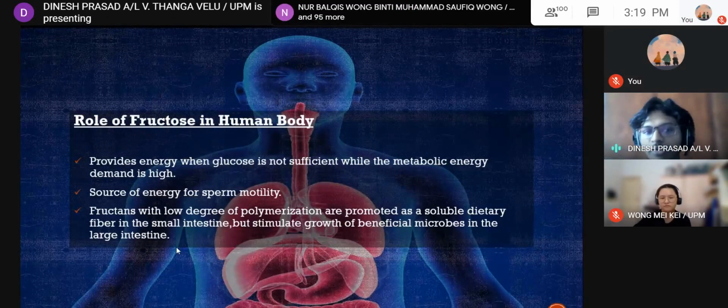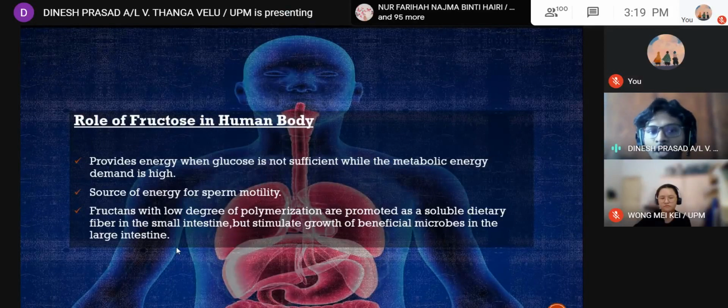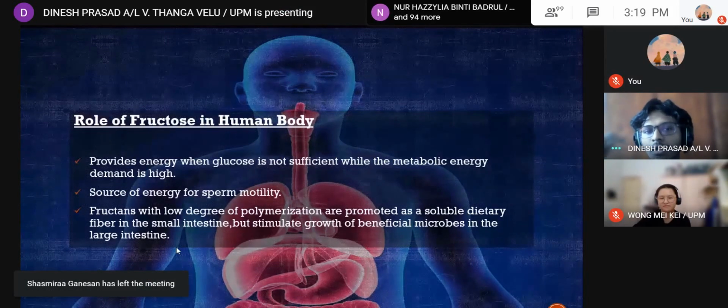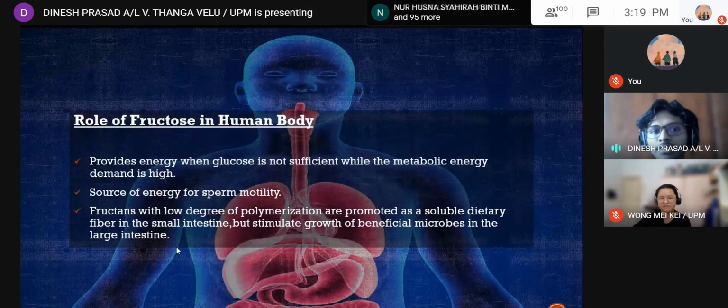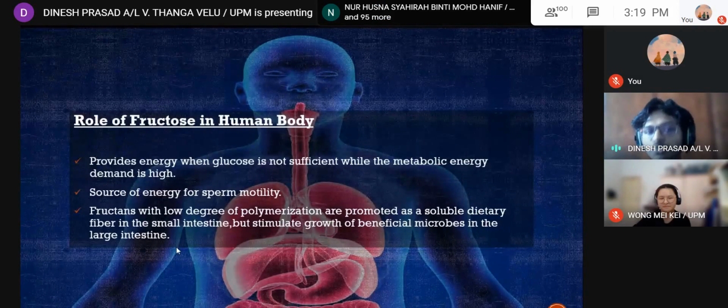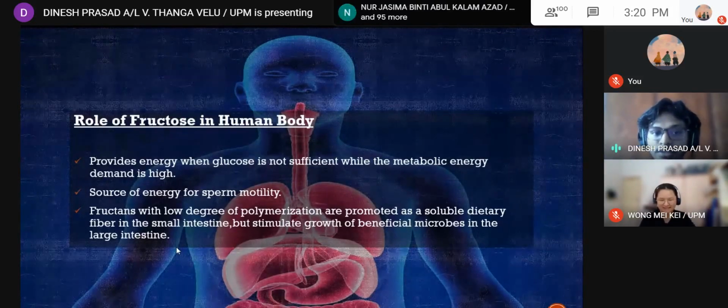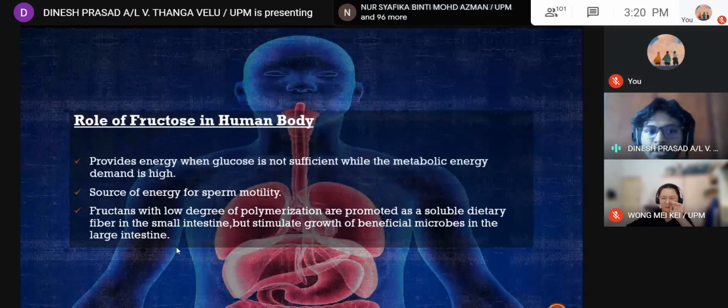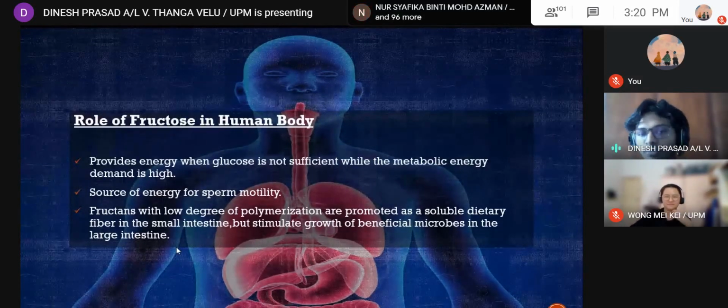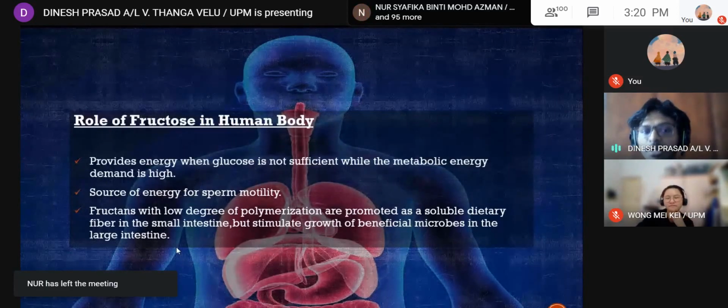And the next point is source of energy for sperm motility. As we know, sperm has to swim through the uterus and fallopian tube until they reach the egg and undergo fertilization. For the sperm to swim, it requires energy, and fructose is one of the major sources which supplies the energy for the sperm. And the last one is fructans. Fructans with low degree of polymerization are promoted as a soluble dietary fiber in the small intestine, but stimulate growth of beneficial microbes in the large intestine.